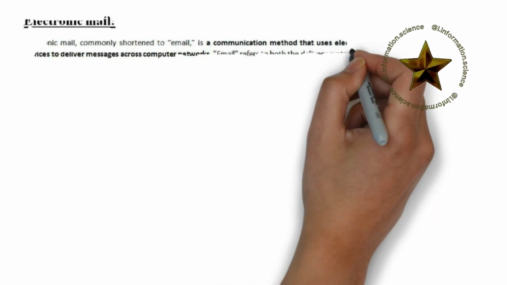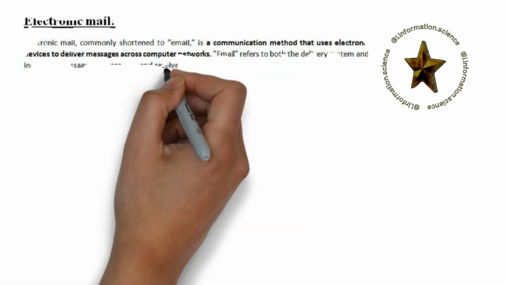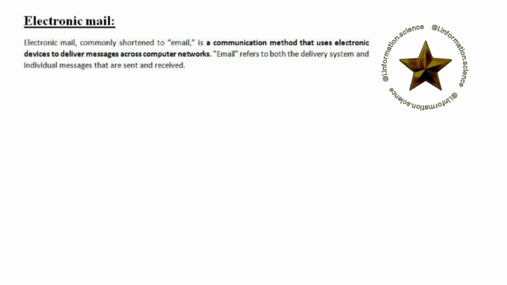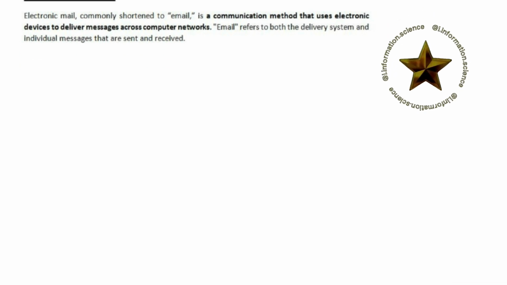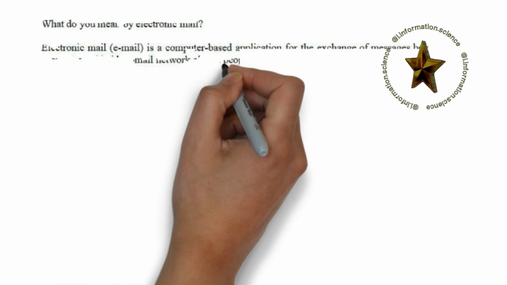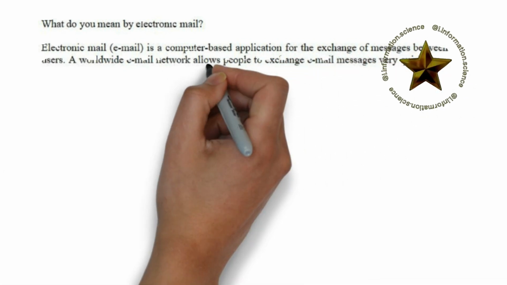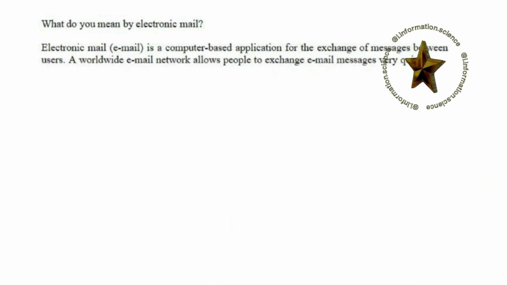Electronic mail definition. Electronic mail, commonly shortened to email, is a communication method that uses electronic devices to deliver messages across computer networks. Email refers to both the delivery system and individual messages that are sent and received. What do you mean by electronic mail? Electronic mail, email, is a computer-based application for the exchange of messages between users. A worldwide email network allows people to exchange email messages very quickly.